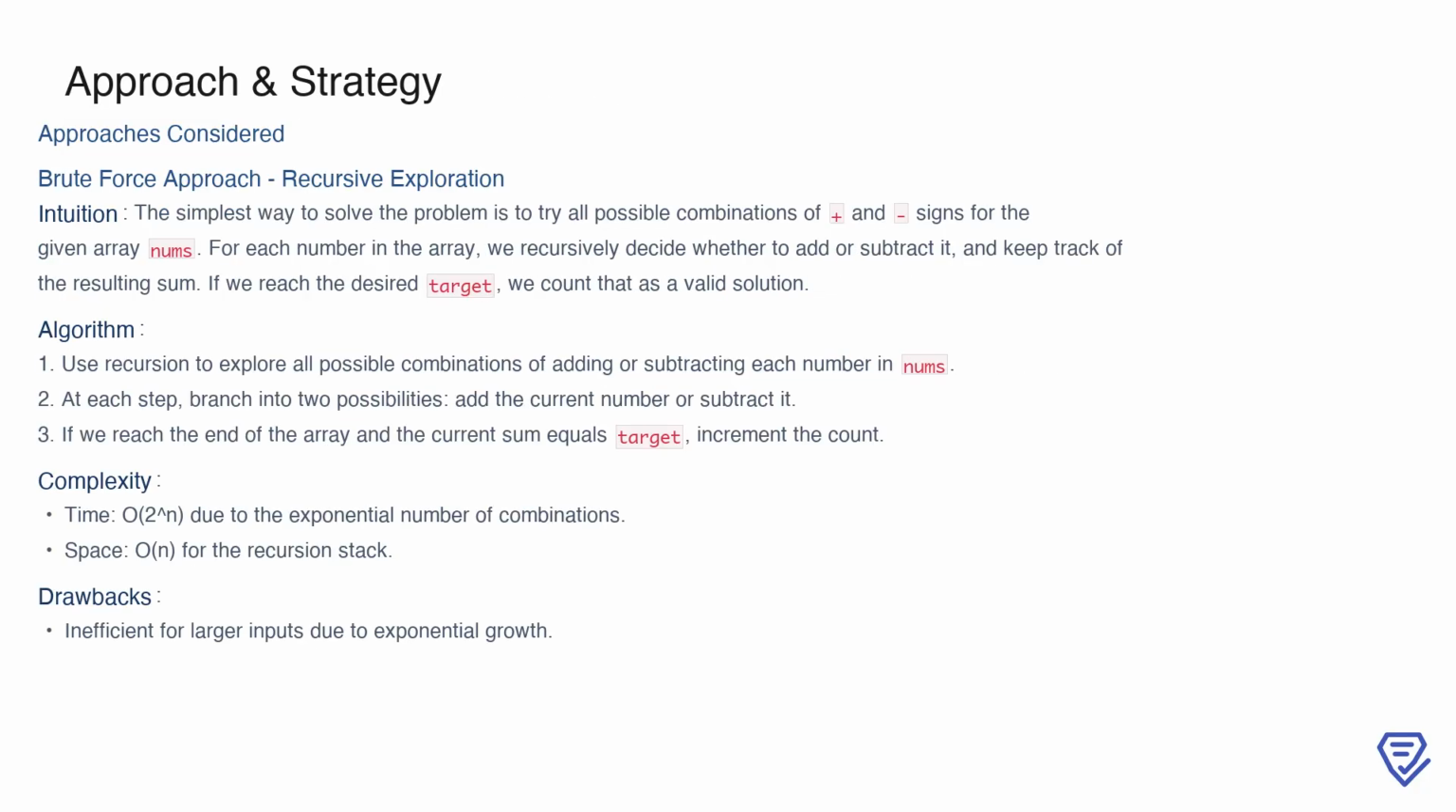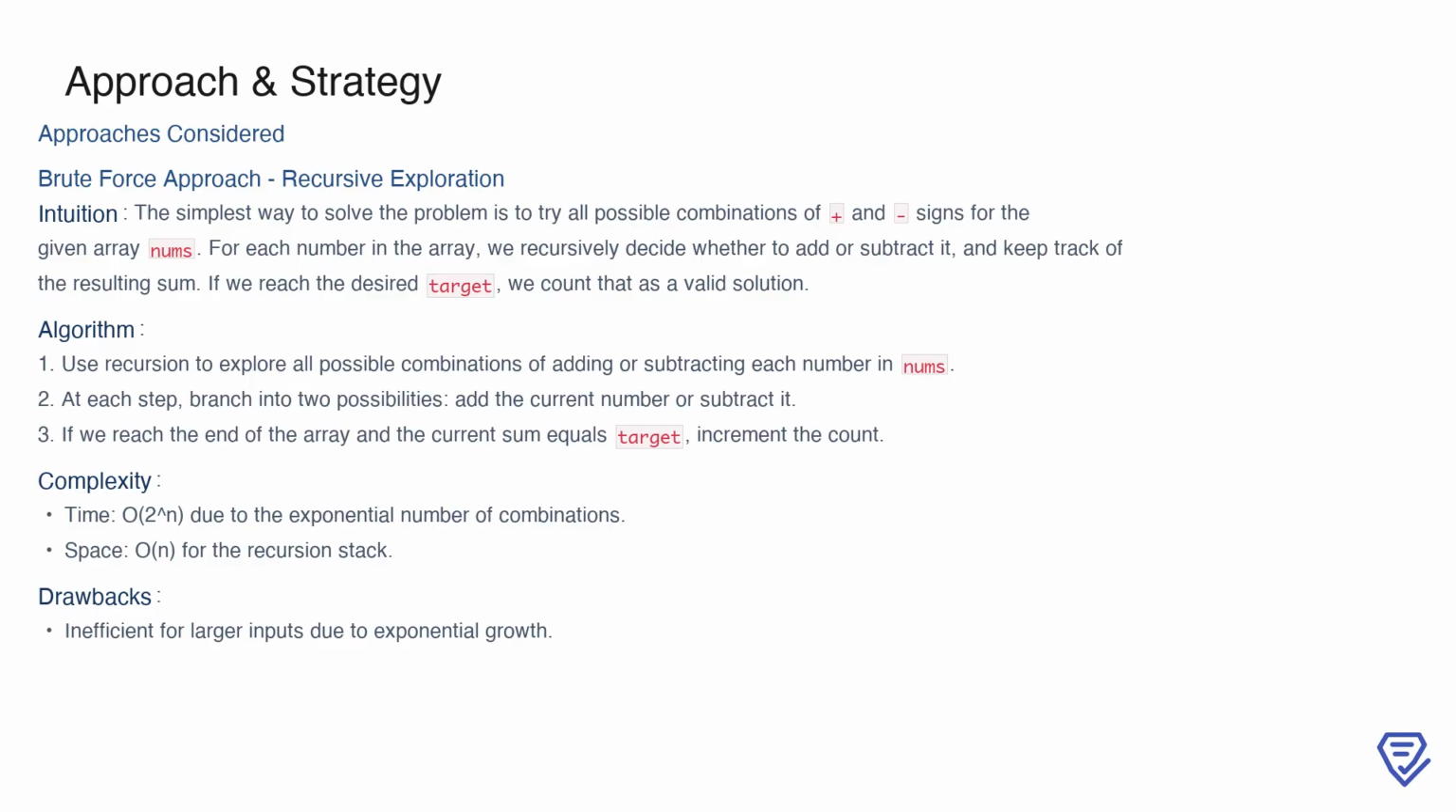To tackle the Target Sum problem, we can start with the brute force approach, which uses recursive exploration. The idea here is simple. For each number in the given array, we decide whether to add or subtract it, and then keep track of the resulting sum. This process continues recursively, branching into two possibilities at every step, adding the current number or subtracting it. If we reach the end of the array and find that the current sum matches the target, we count it as a valid solution.